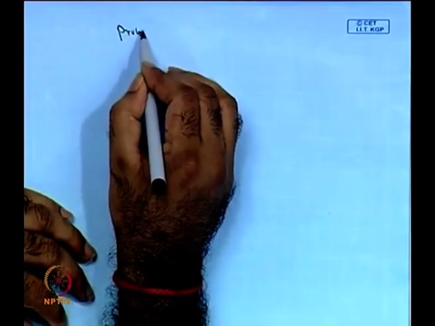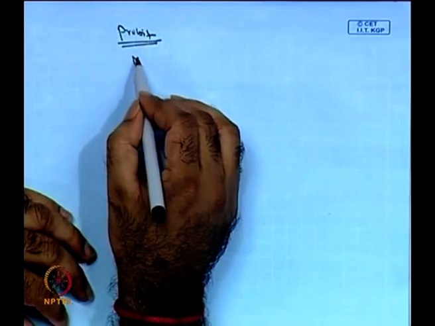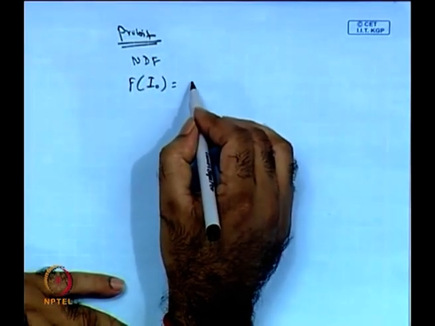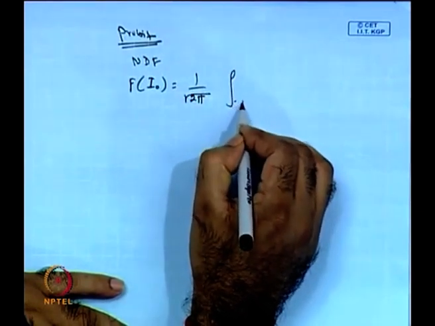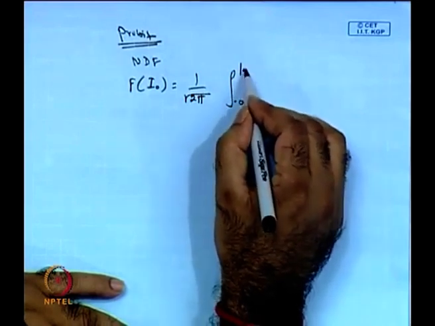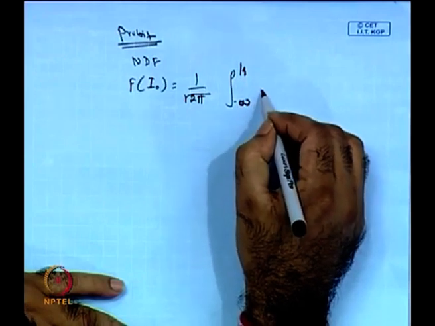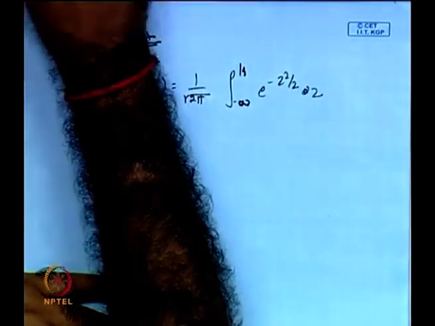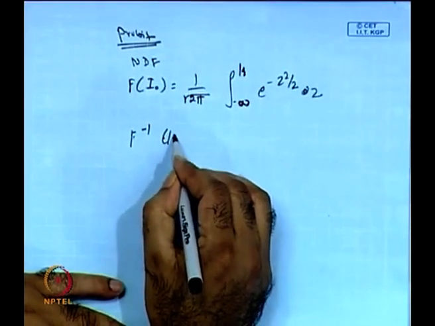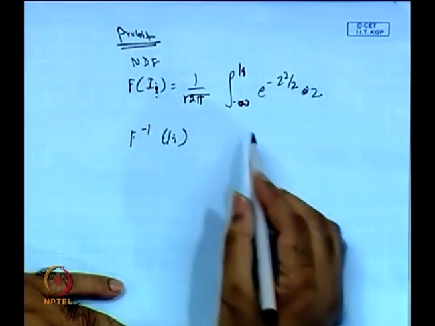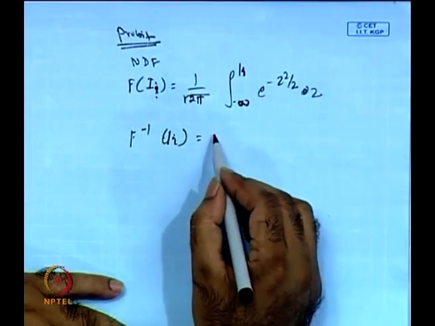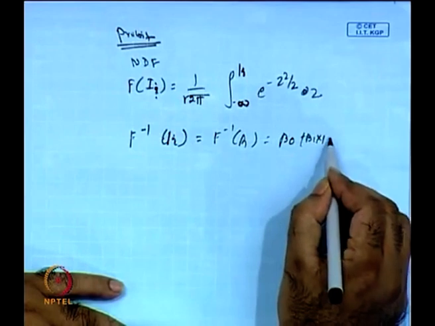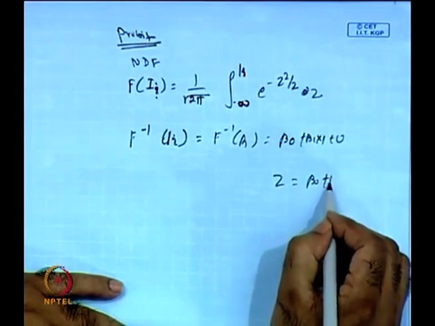Now for PROBIT models, we use what is called a normal density function. What is this normal density function? It is represented as a normal distribution curve. That is nothing but 1 by square root of 2 pi, integrated from minus infinity to z, of e to the power minus z square by 2 dz. Sometimes it can be written as Ii equal to F inverse Pi, which is equal to beta 0 plus beta 1 x 1 plus u. Here again z is considered as beta 0 plus beta 1 x 1.